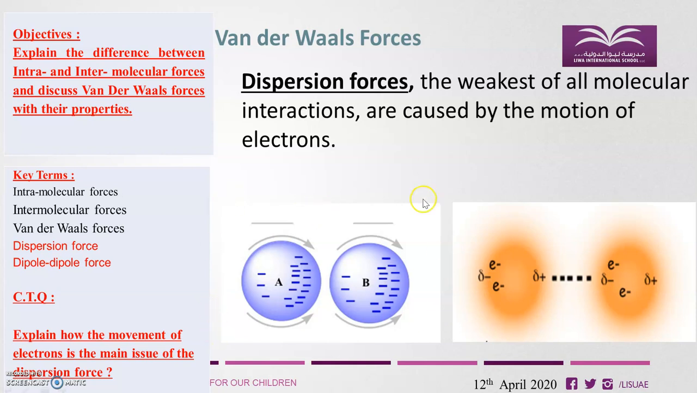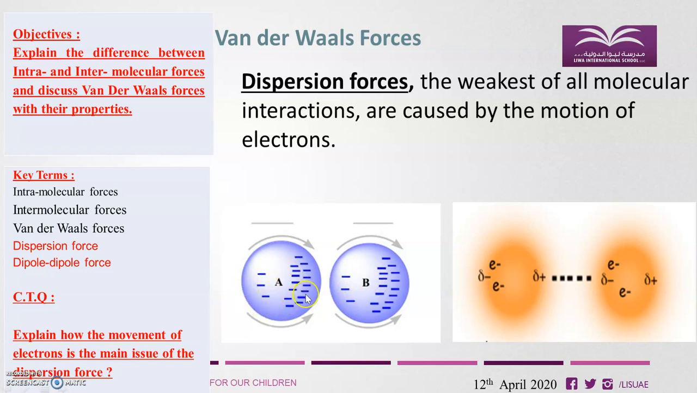On the left-hand side here, you will find two circles. One of them is called A, the other one is called B. Here they are trying to represent how the dispersion force is formed. I want you to look at A. Imagine that A is an atom and B is another atom. Now, we know that electrons are always moving.